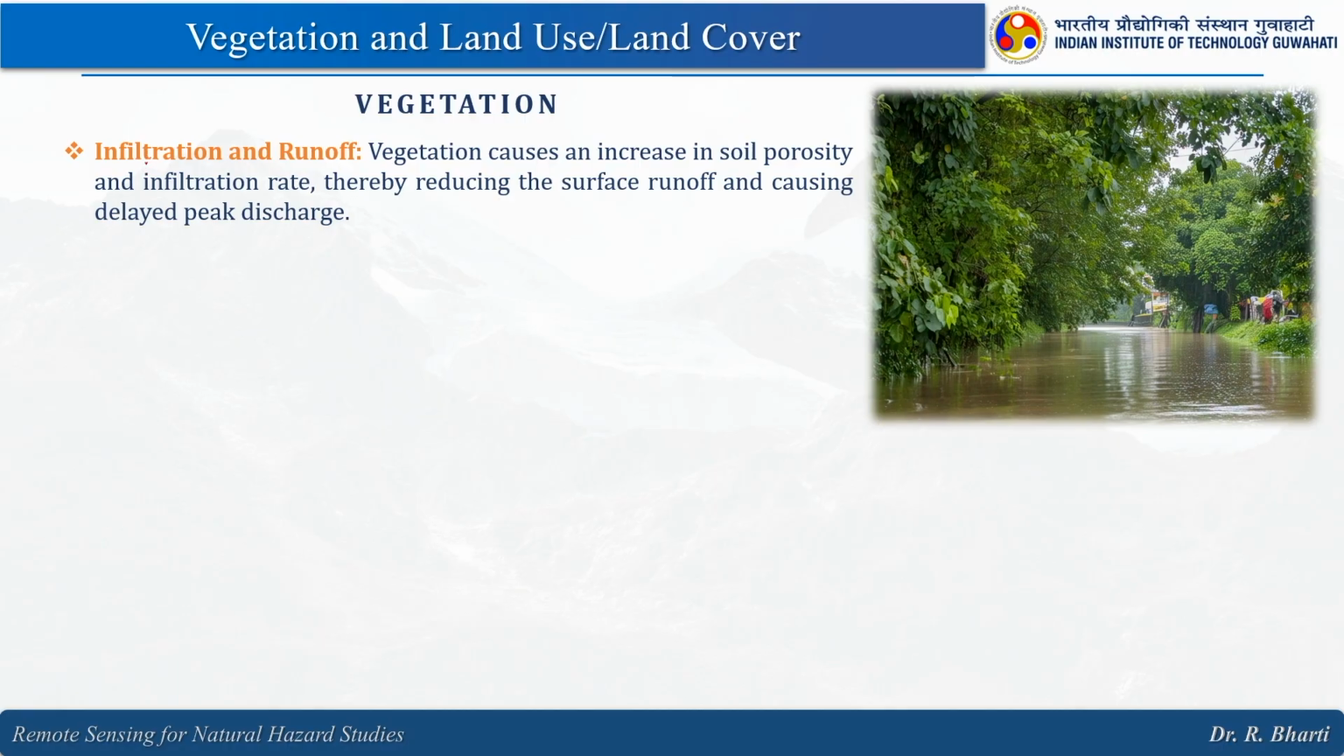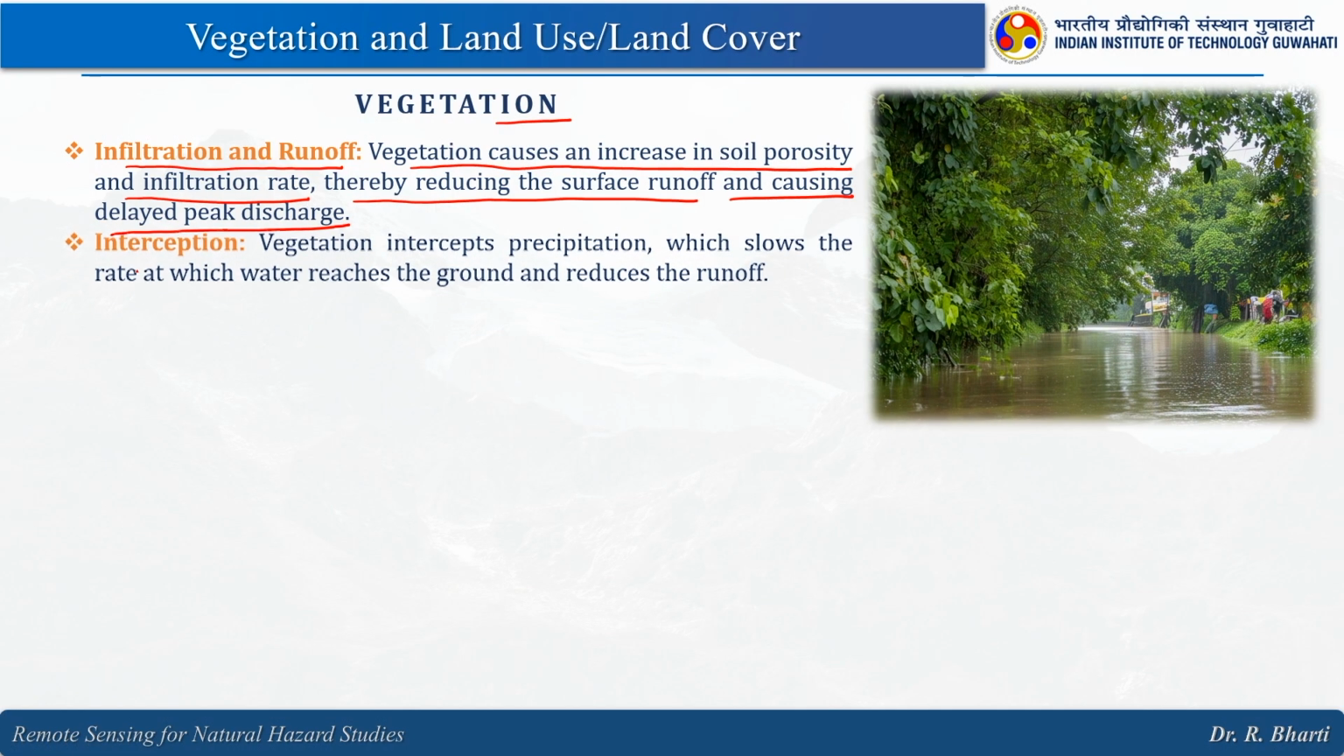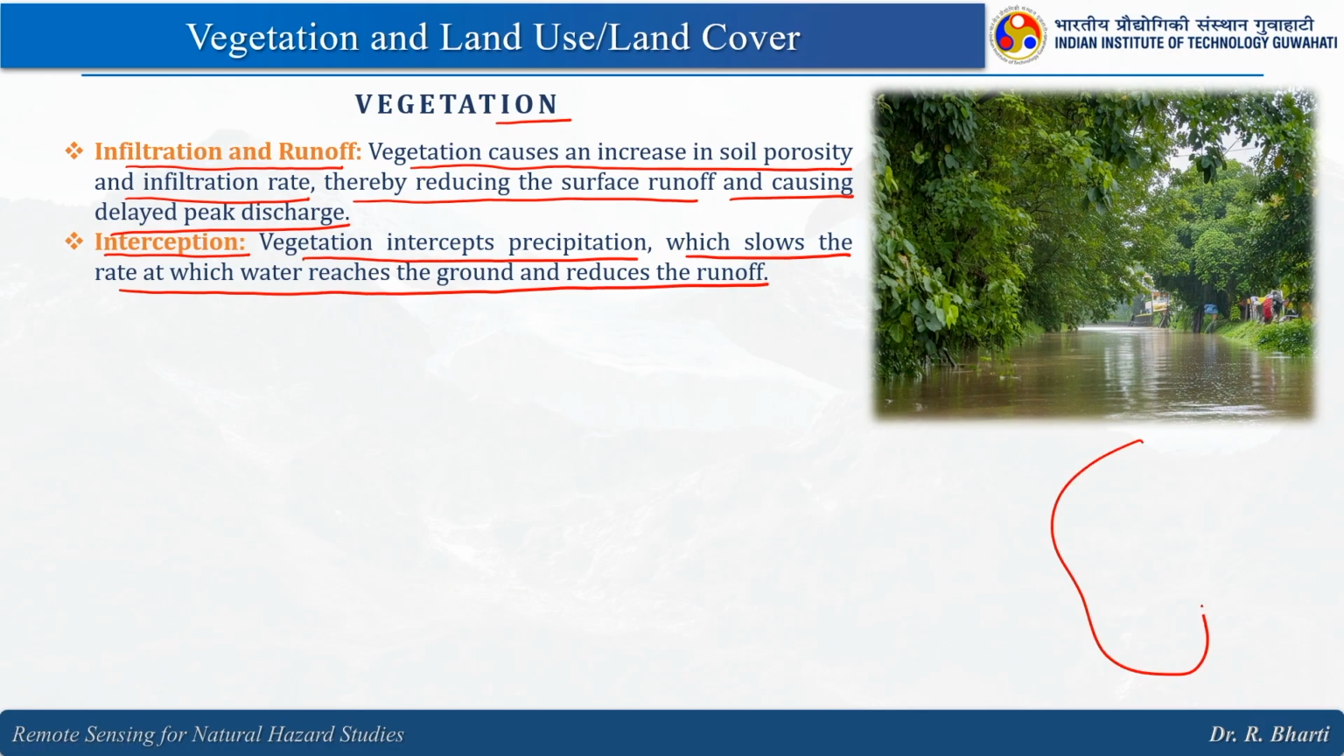When we talk about vegetation, infiltration and runoff, vegetation plays a critical role. Vegetation causes an increase in soil porosity and infiltration rate, thereby reducing the surface runoff and causing delayed peak discharge. Then interception: the vegetation intercepts precipitation, which slows the rate at which water reaches the ground and reduces the runoff. So ultimately, if this is the catchment, and here you have these tributaries or streams.